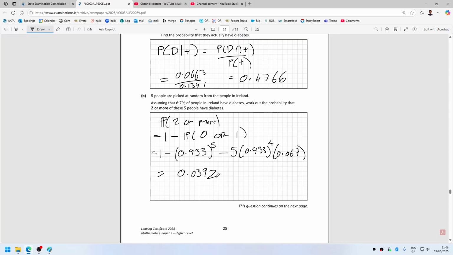Hopefully that's right. Yeah, it should be a very small probability. Only 6 or 7% of people have diabetes, so it would be unlikely in a group of 5 to even have one of them. So 2 or more, yeah, that should be small.